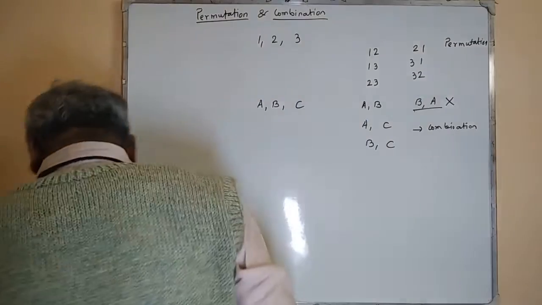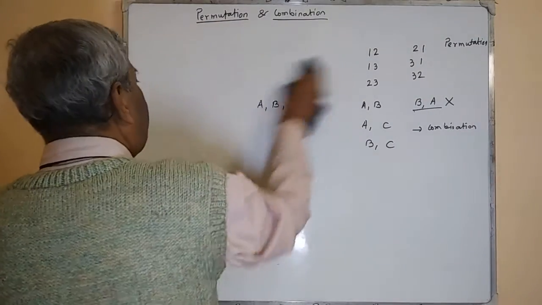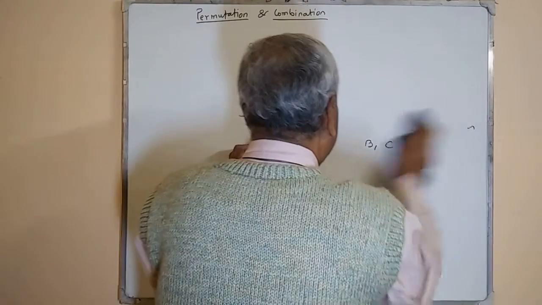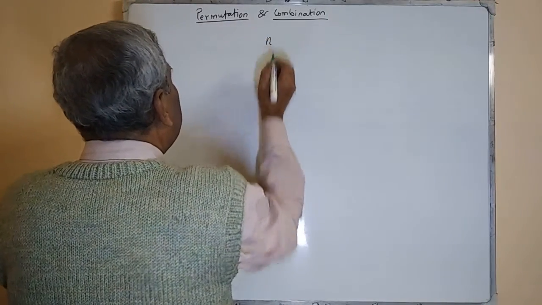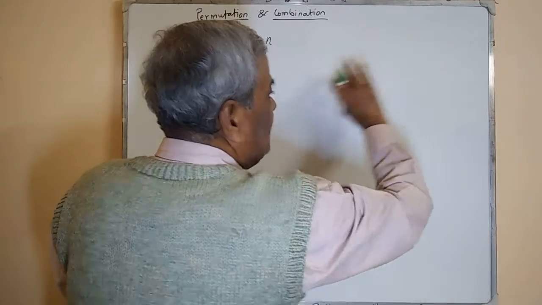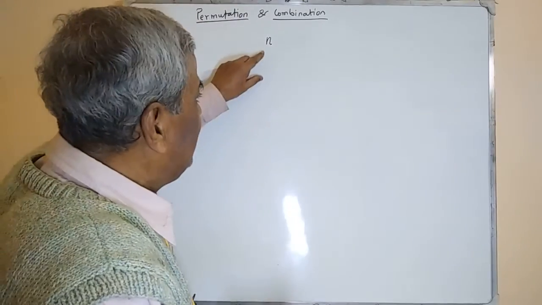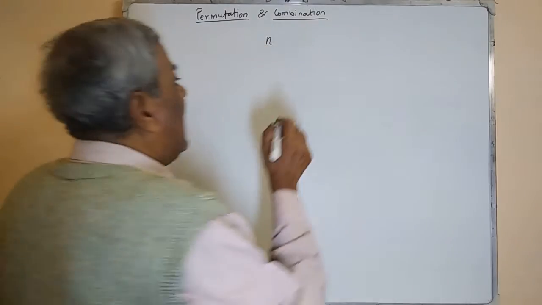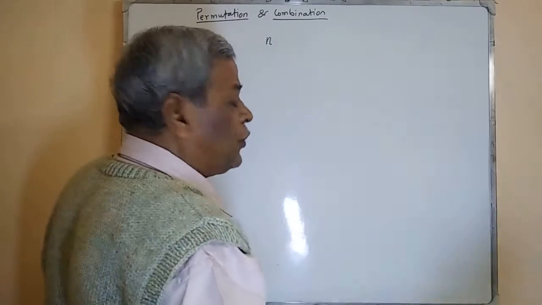Now let us see what the formulas are. Suppose there are n given objects like 1, 2, 3, 4, etc. These all are objects. A, B, C, D are persons, they are objects. There are n objects, all are distinct, and we have to choose r at a time for permutation or for combination.